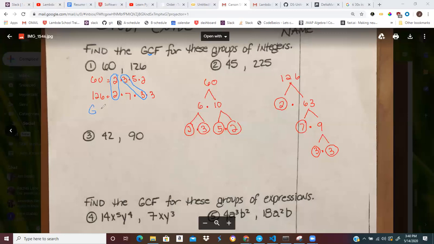So therefore, your GCF will be the product of those two numbers. So you have 2 times 3. This 2 is from this first 2, and that 3 is from that. So you just multiply them, and that's 6. So therefore, your GCF for 60 and 126 is 6. Okay? So I'm going to do number 2, and I'm going to let you do number 3.